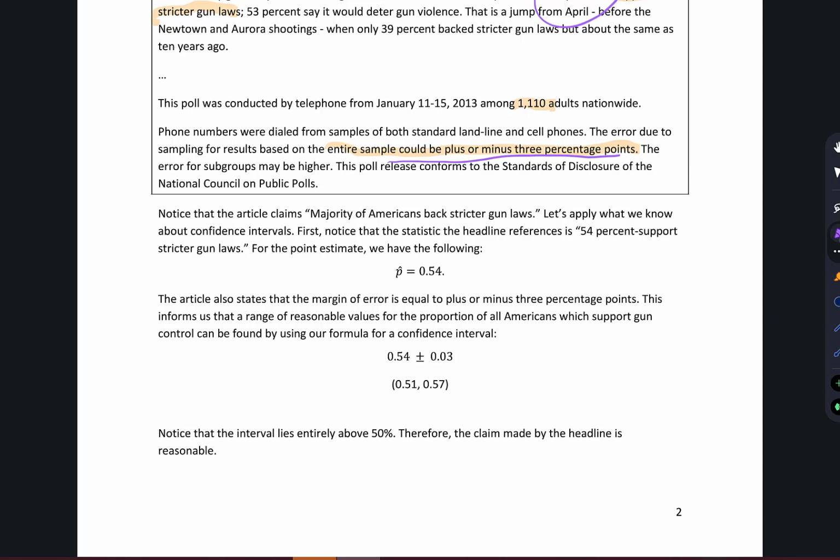The idea here is that our statistic, or our point estimate, is p hat equal to 0.54, and we construct this confidence interval, and this gives us a range of plausible values for how the population would actually respond to this question.